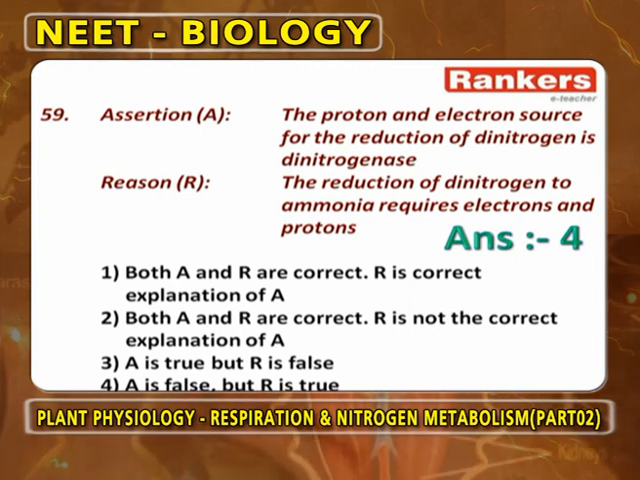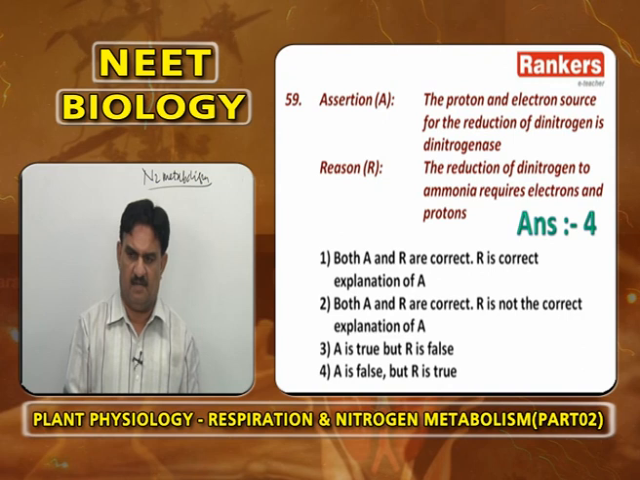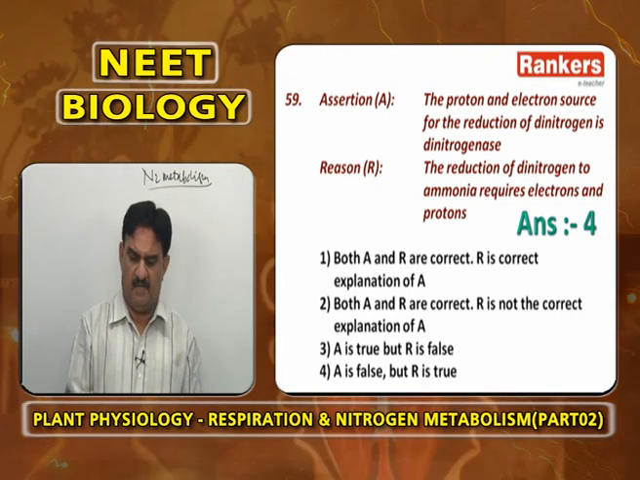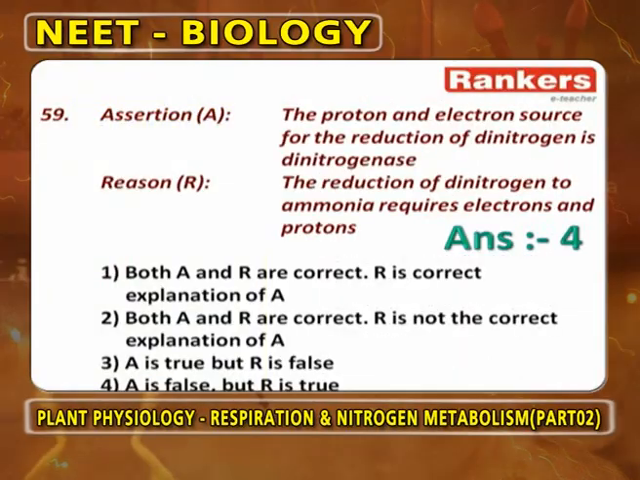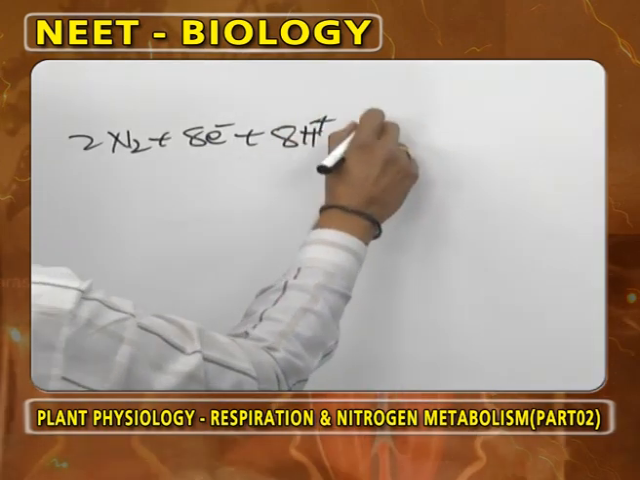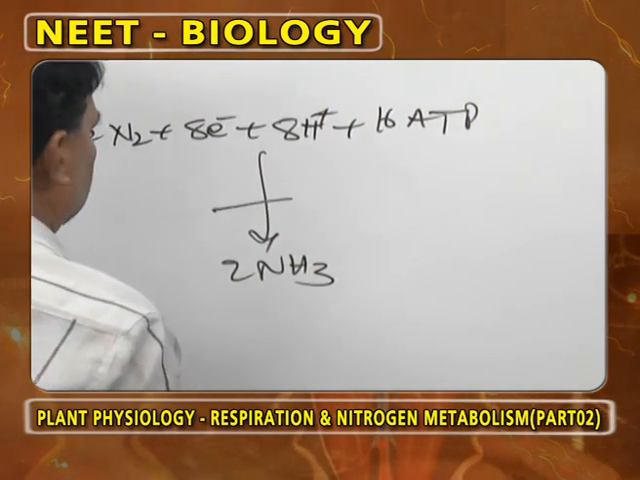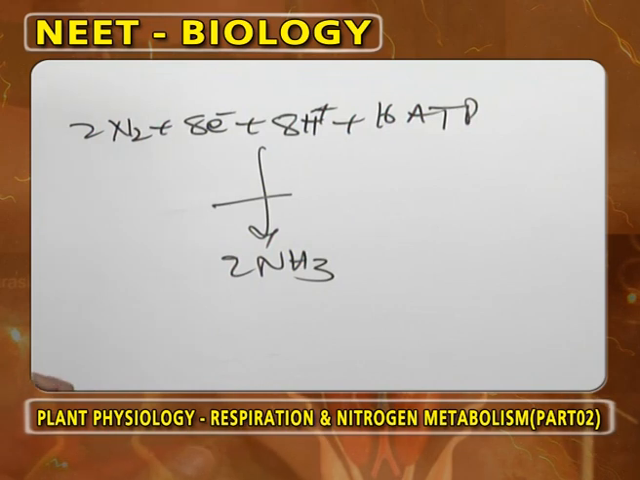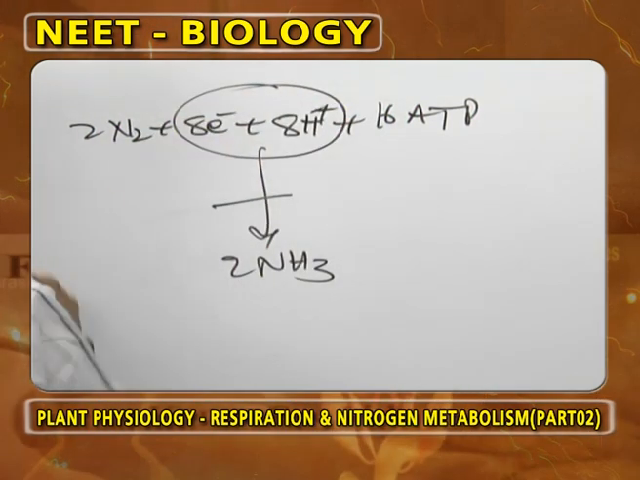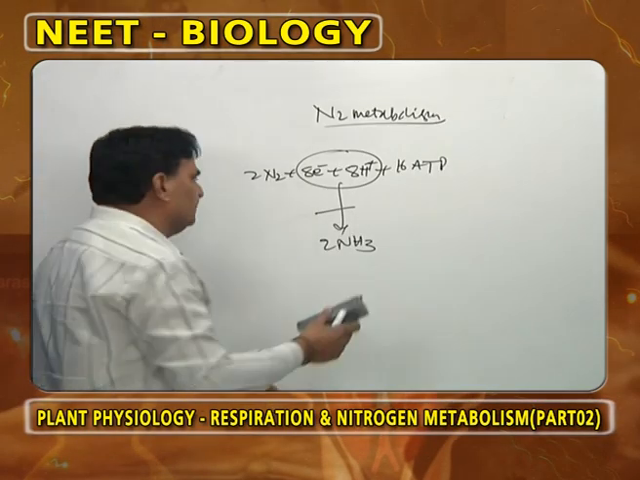Assertion: the proton and electron source for the reduction of dinitrogen is dinitrogenase. That is wrong. The source is pyruvic acid, not dinitrogenase. The reduction of dinitrogen to ammonia requires electrons and protons. That is correct. Two molecules of N2 take 8 electrons, 8 protons and 16 ATP and produce 2 molecules of ammonia. So for reducing molecular nitrogen to ammonia, 8 electrons and 8 protons are required. But the source of these 8 electrons and 8 protons is not dinitrogenase.